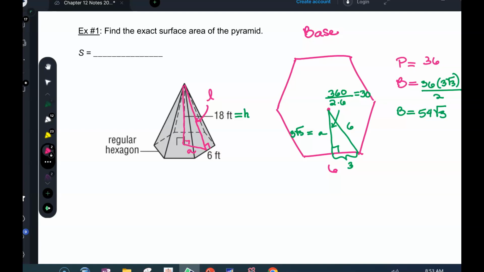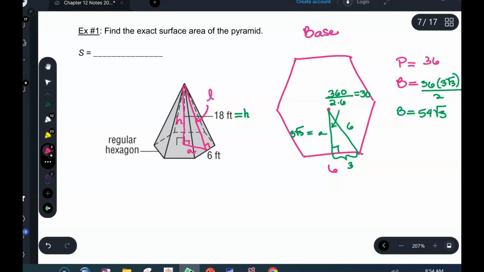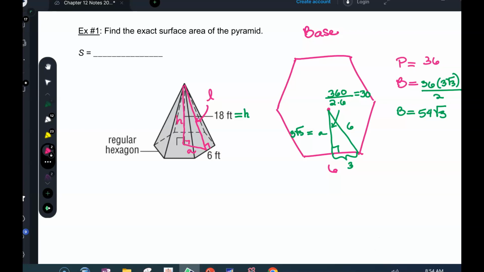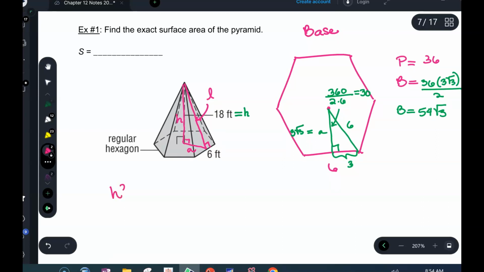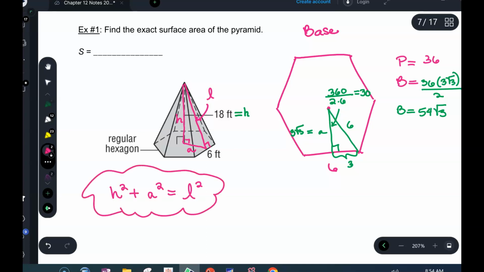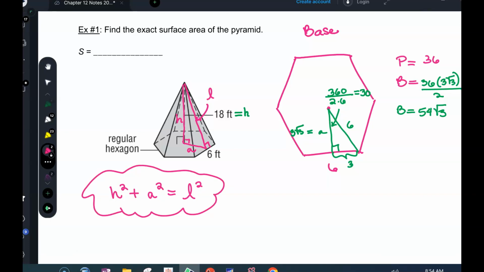What's the relationship between H, A, and L? Think Pythagorean theorem. H squared plus A squared equals L squared. Excellent. This is something we need to know. It's always that. Always that.